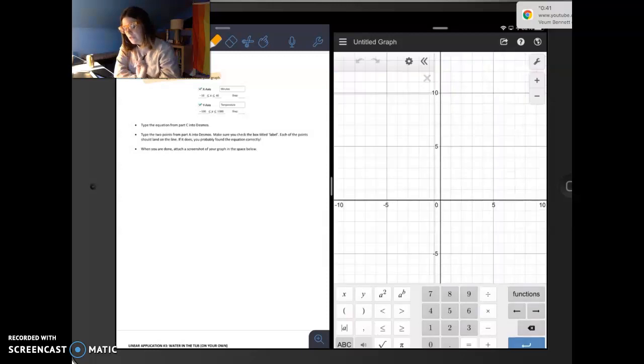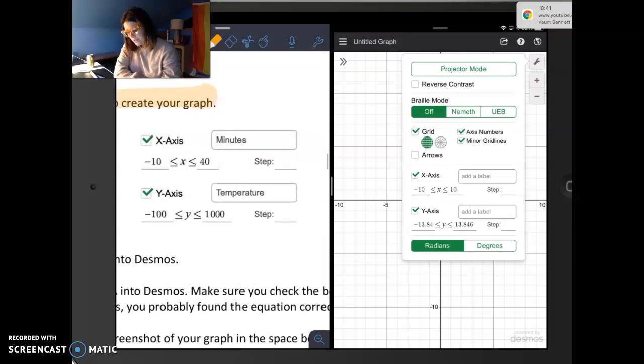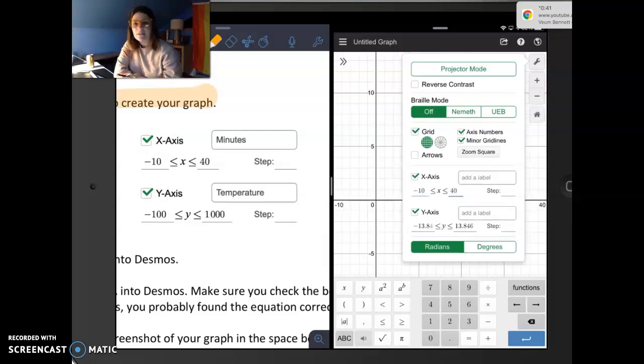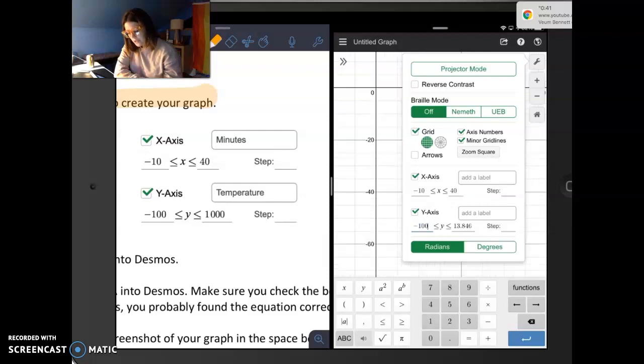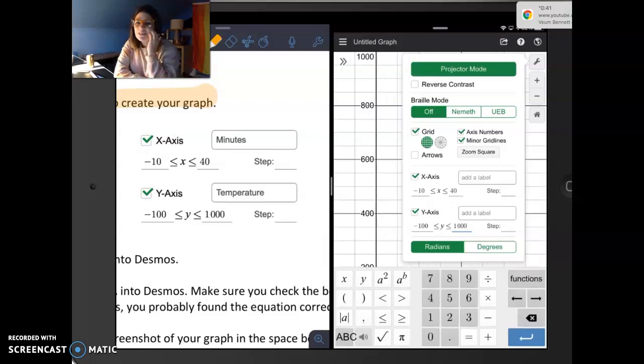So let's get rid of this for a second. We're going to click the wrench. We're going to go down to where this picture is, which is down here. And it says go from -10 to 40. So I'm going to tap here and make it 40. So what that does is it makes the x-axis go from -10 to 40. And then we can see over here it says go from -100 to 1,000. All right. And then a little secret I like to do is click this projector mode. It just makes everything bold and it makes everything look a little bit better.